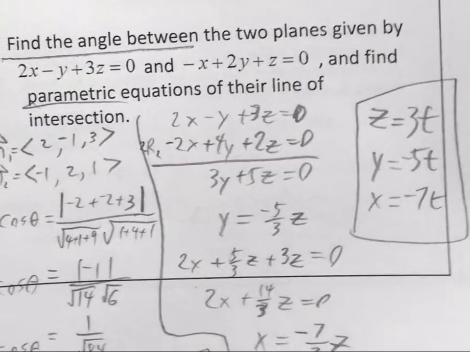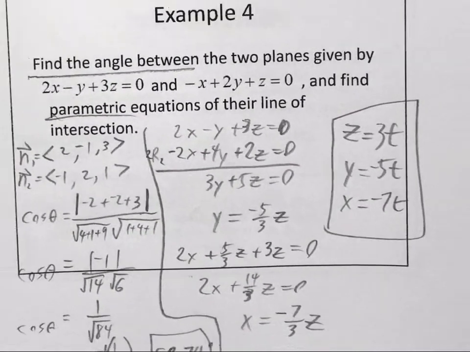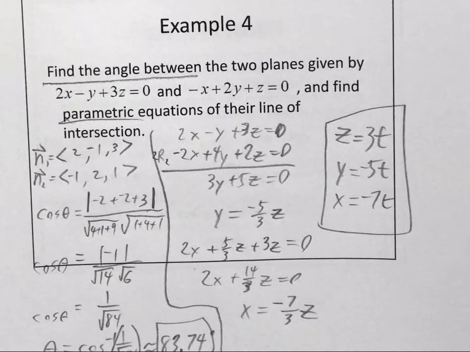So they have two different problems going here. They find the angle, and then finding the equation of that line formed when they meet. Questions on either of those things? Okay.